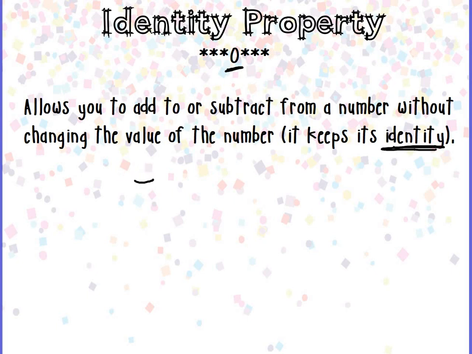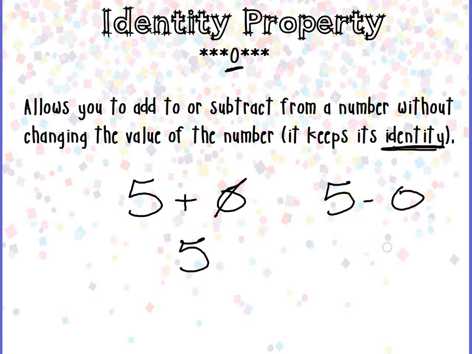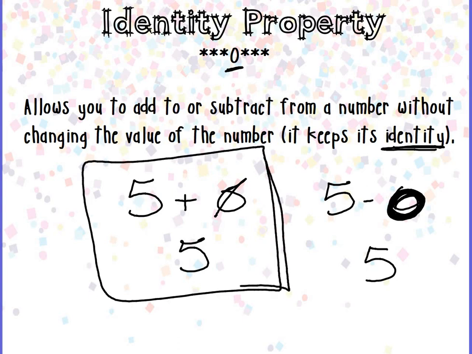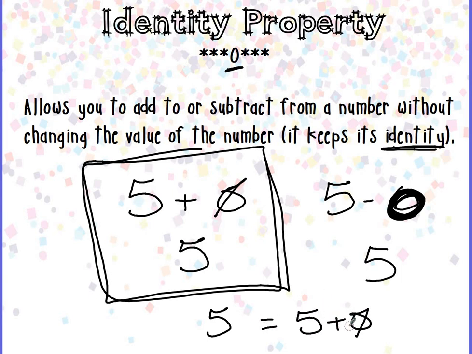So for example, if I do 5 plus 0, it stays as 5. If I do 5 minus 0, it stays as 5. Now, the thing is, with subtraction, I have to take it away from a number. Okay, it has to be my second number. It cannot be my first number. So typically when we talk about the identity property, we really just focus on addition, but it is true for subtraction. Okay, so here I could say 5 is equivalent to 5 plus 0. And that's two different expressions.